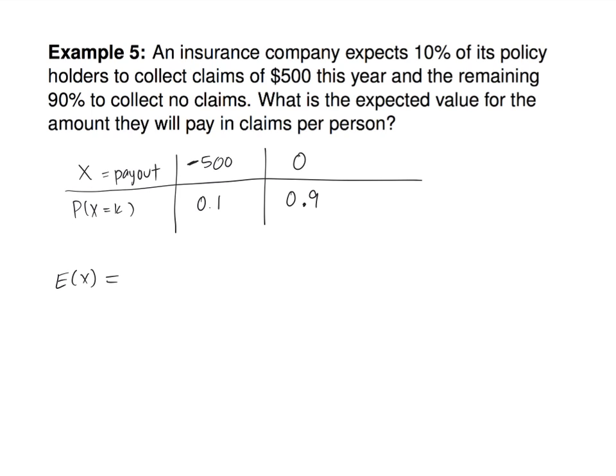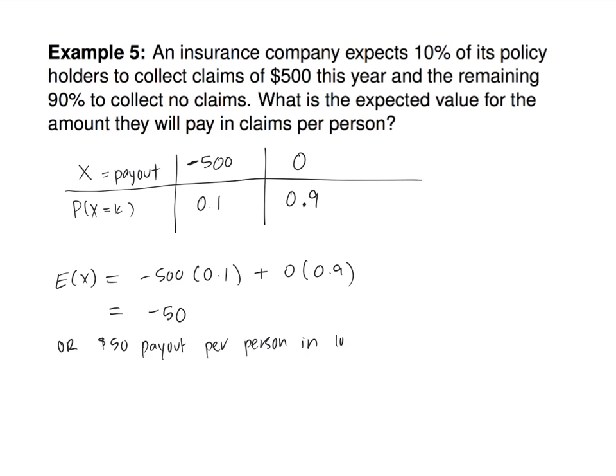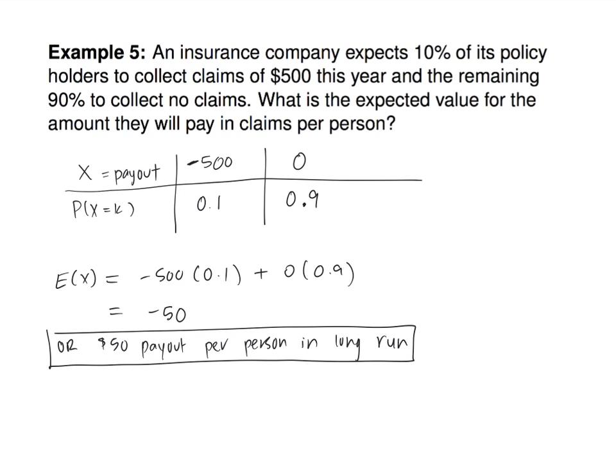So expected value of X is going to be negative 500 times 0.1 plus 0 times 0.9, which comes out to be negative 50. Or there's a $50 payout per person in the long run. So that's how much they expect to pay the people over the long run per person.